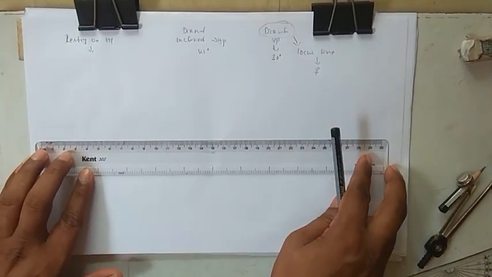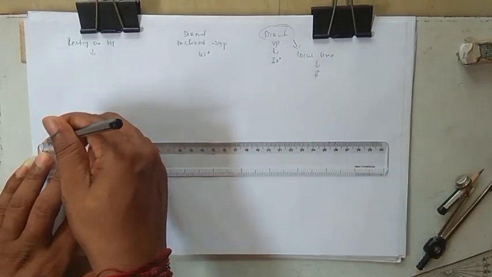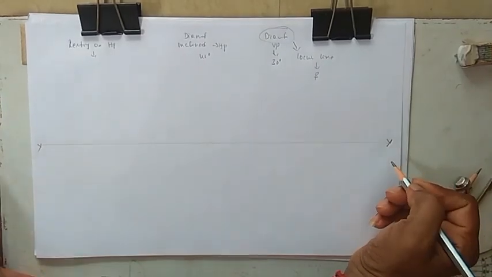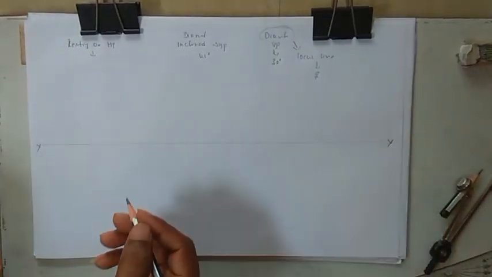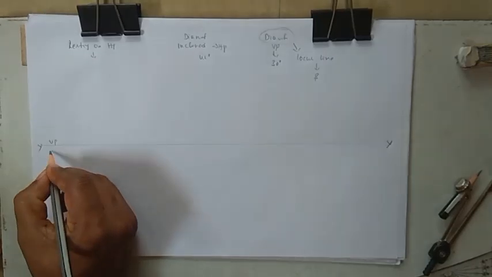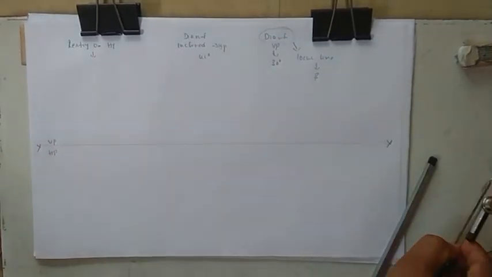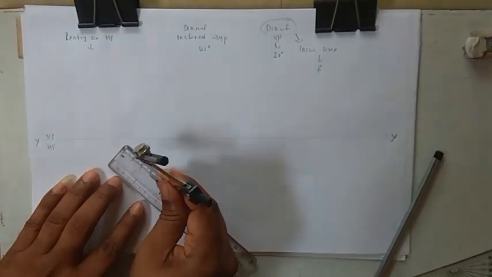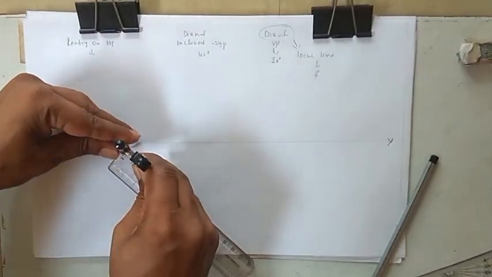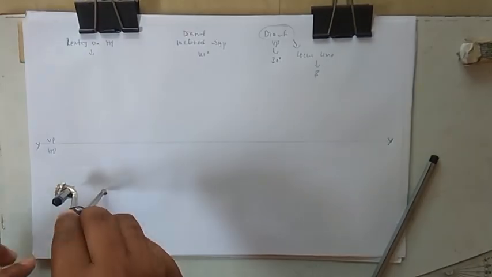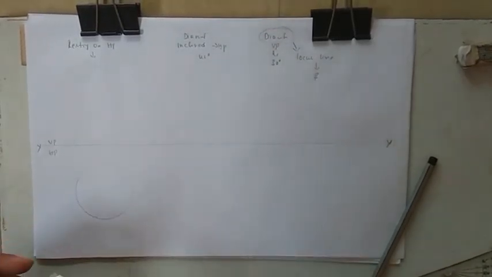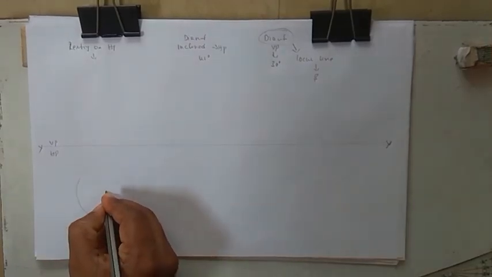All right, to start, we'll have an XY line. Then we will write VP and HP. The diameter is 50, so take a radius of 25 mm, take any one point and draw a circle. The circle should be dark.